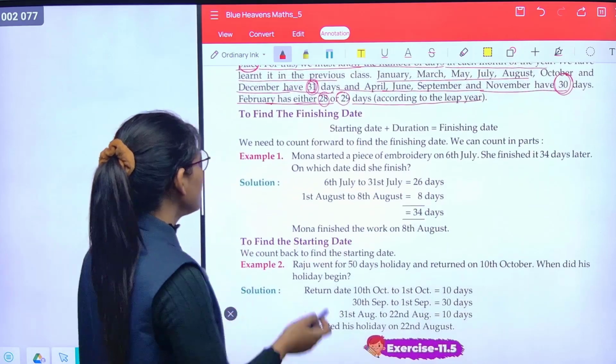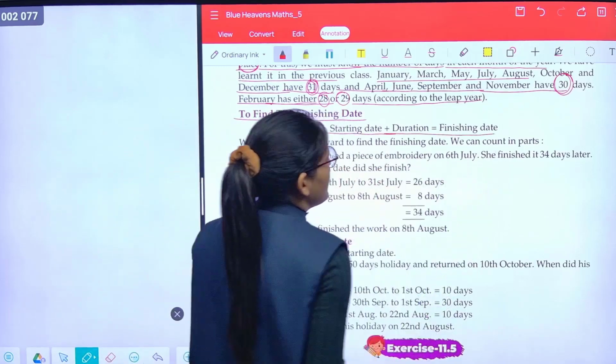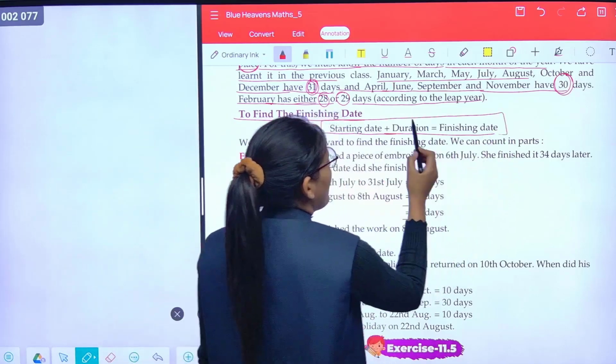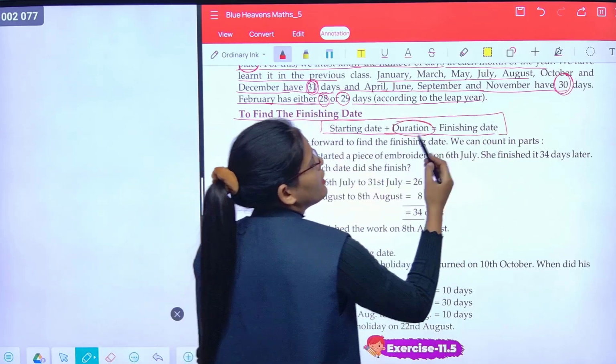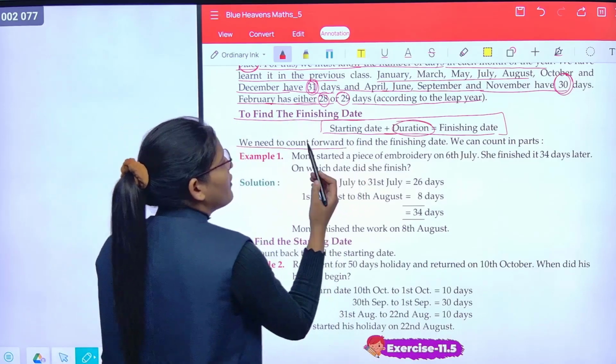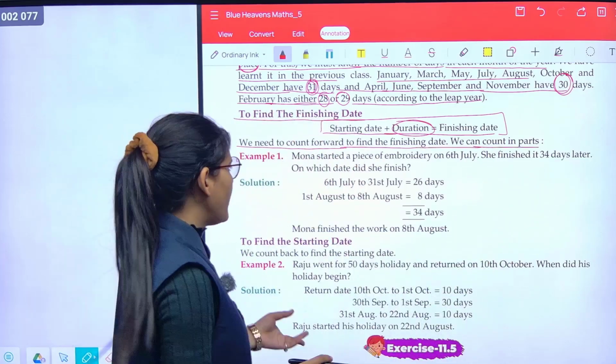Okay. To find the finishing date, starting date plus duration is equal to finishing date. What will this be, class? Starting date plus duration is equal to finishing date. Understand? We need to count forward to find the finishing date. We cannot count in parts. Okay. Class.